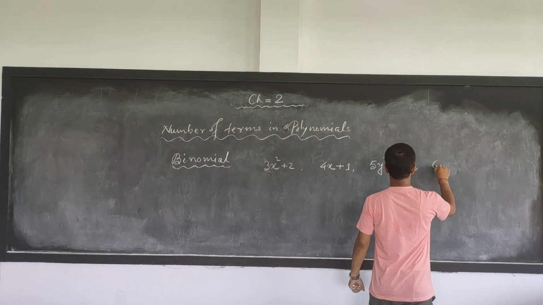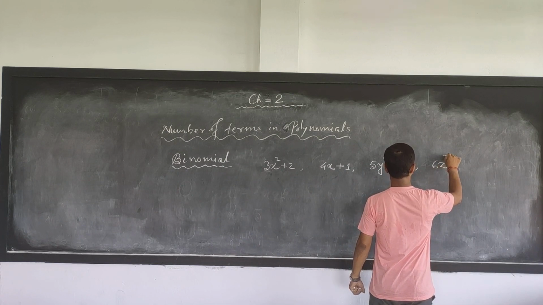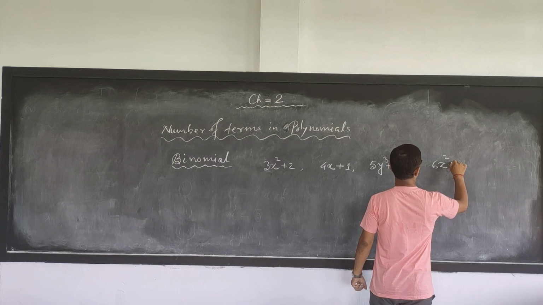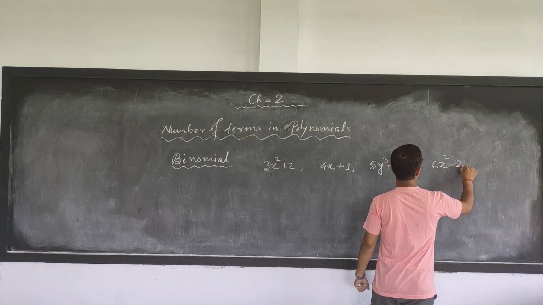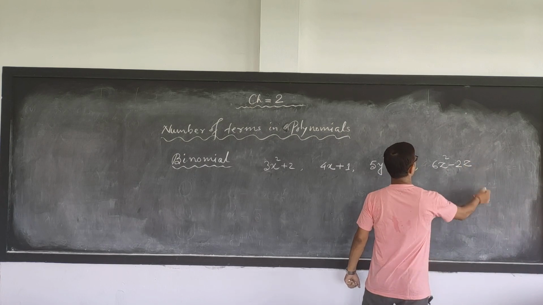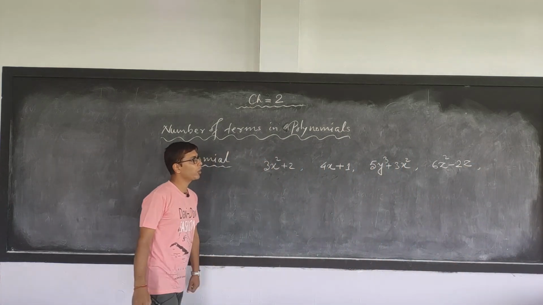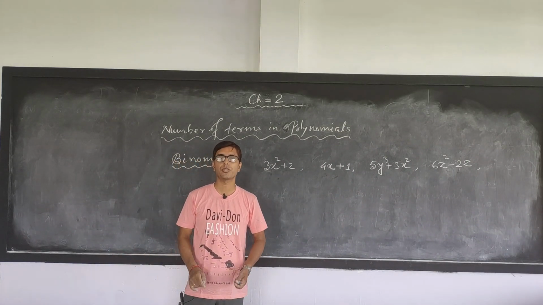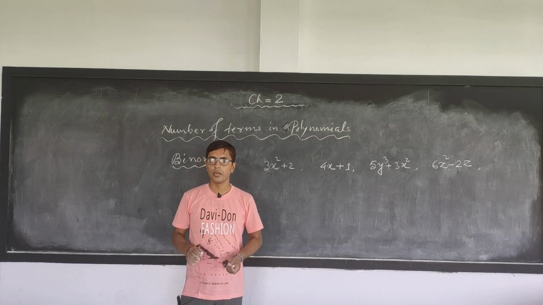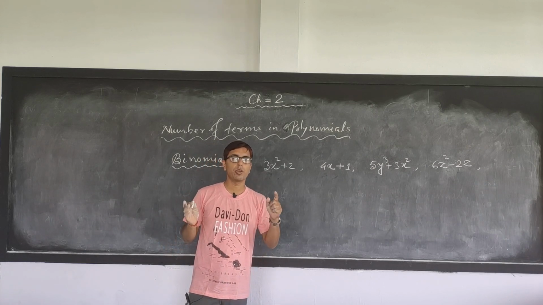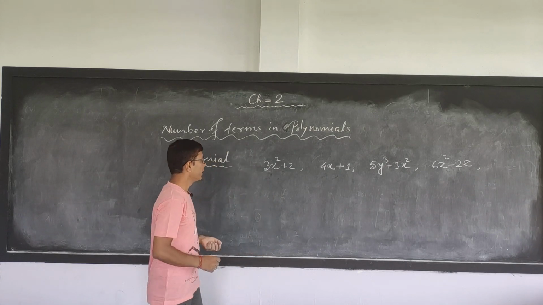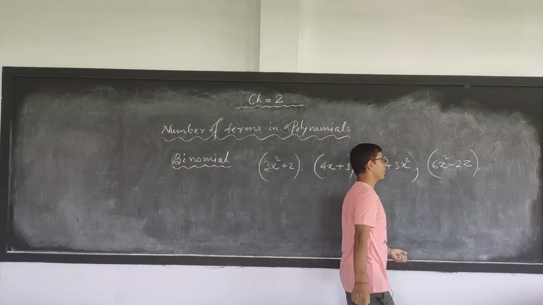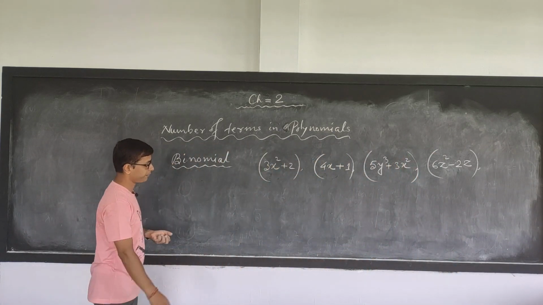Then suppose 6z square minus 2z. This is also a binomial. So any polynomial which has only two terms, if the polynomial carries only two terms, then such type of polynomials are known as binomials. Is it clear? Binomials means those polynomials having only two terms are known as binomials, right? Now this is a binomial, this is a binomial, this is a binomial, this is a binomial because they have only two terms in each.